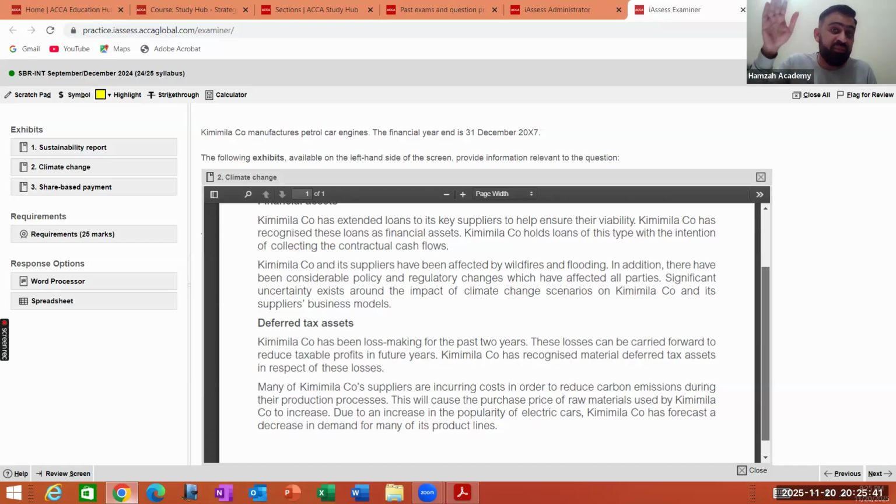So it would affect the demand of the K product as well, because the K company produces the engine for cars. So when EV cars are used, the demand for their engine would reduce. So it would affect the business adversely. Now, if the business is affected adversely, there will be less future taxable profit. So the deferred tax asset which they have already recognized may need to be de-recognized. That might need to be reduced because the expectation that in future there will be taxable profit has been reduced now.